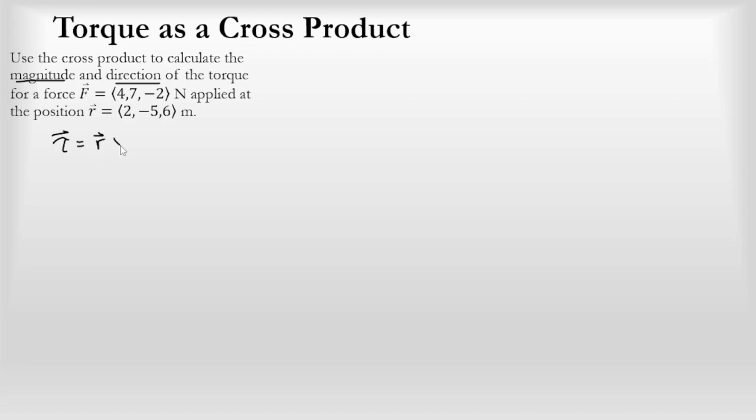Okay, so please note that the order matters here for cross product. R crossed into F is not the same as F crossed into R. There'd be a negative sign in that situation. So we need to make sure to do this in the correct order. And so we're going to take the 2, -5, 6 vector and cross it into the 4, 7, -2 vector.